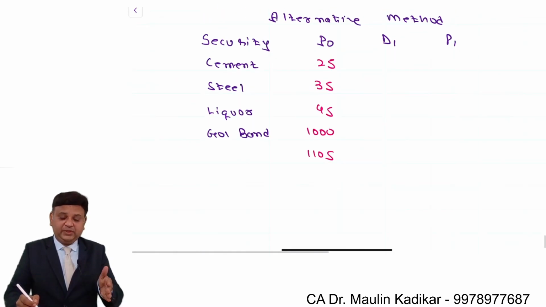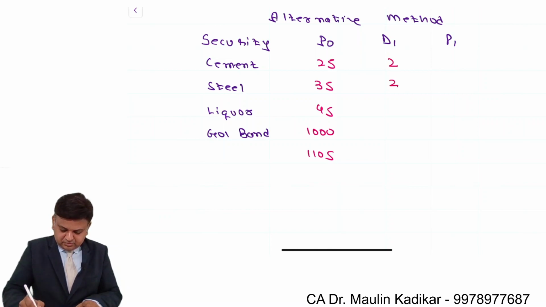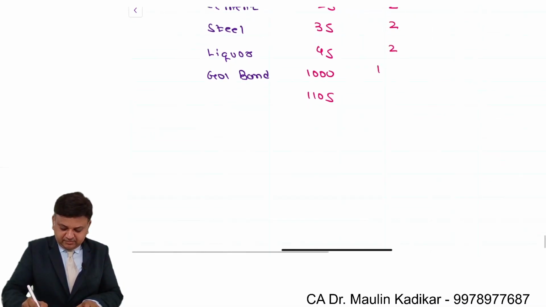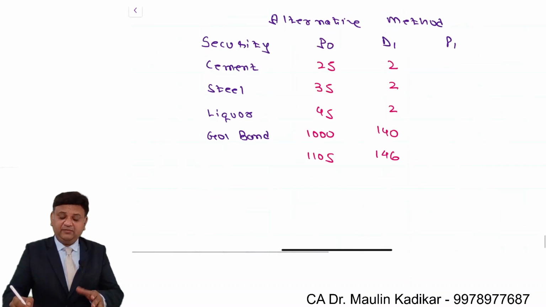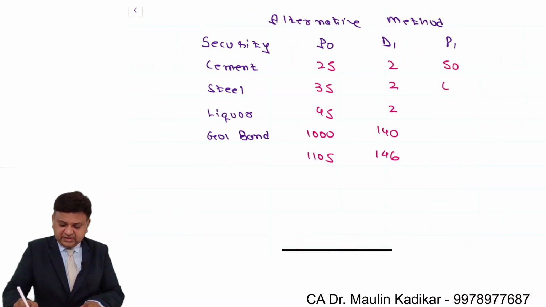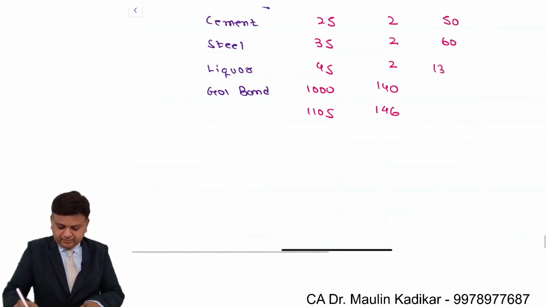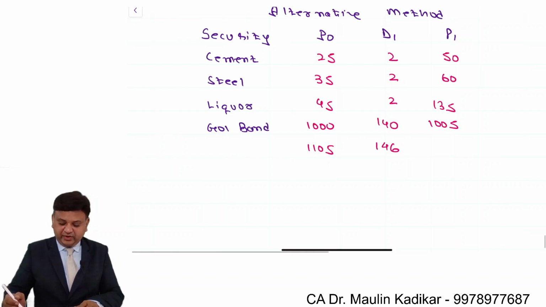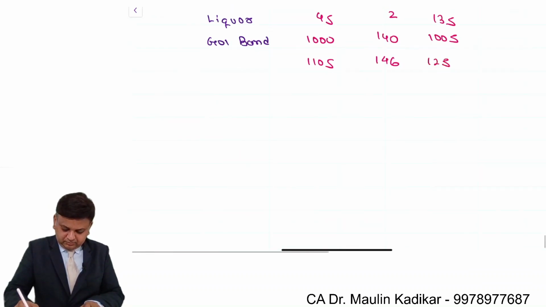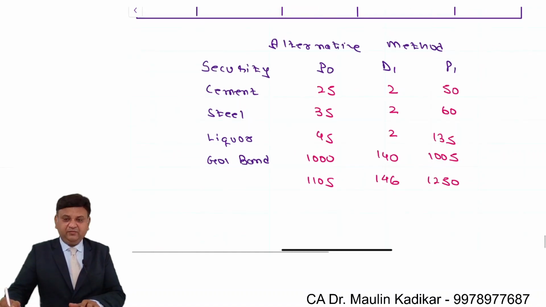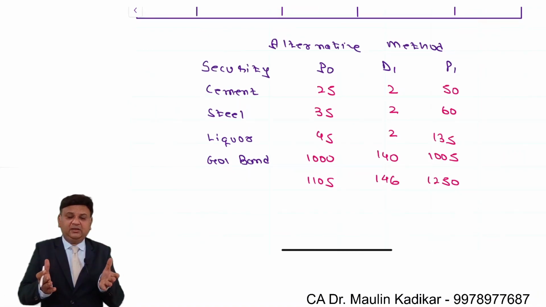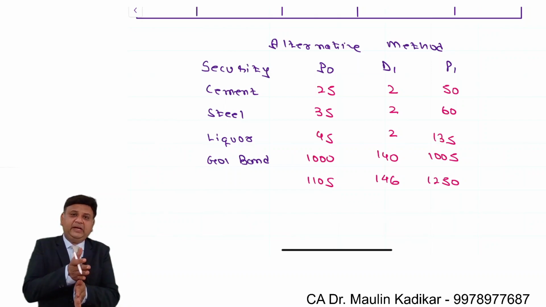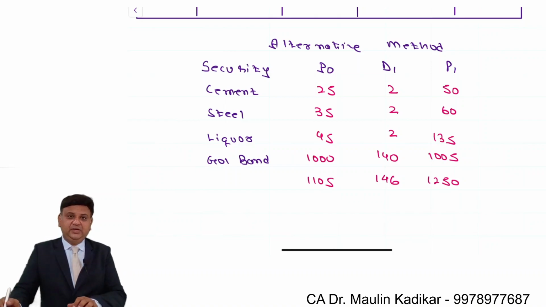D1 is 2 rupees for 3 times, 140 last time. So 146. P1 is 50, 60, 135, 1005. One two five zero. This is the way we can compute what is the overall market at the beginning of the period, overall market at the end of the period, and the dividend.